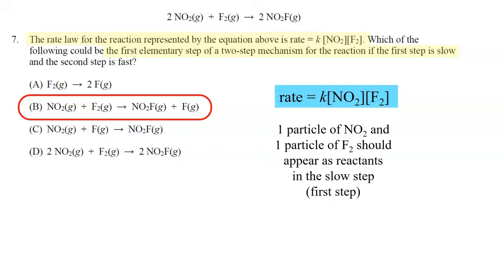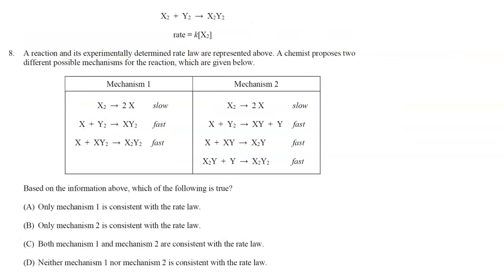Now let's take a look at question 8. In question 8, it says a reaction and its experimentally determined rate law are represented above. A chemist proposes two different possible mechanisms for the reaction, which are given below. Based on the information above, which of the following is true?